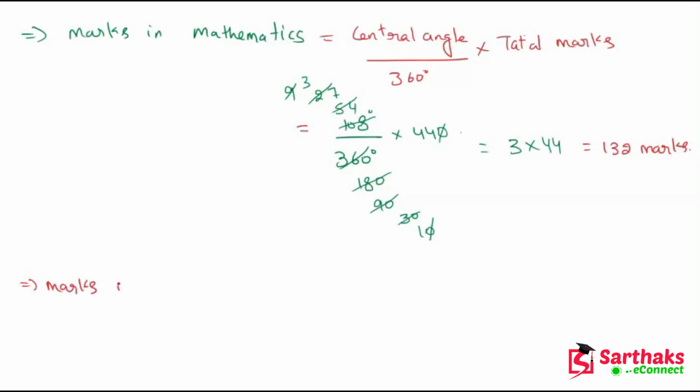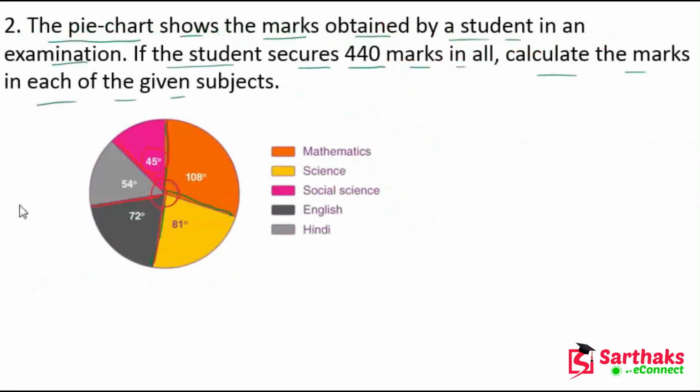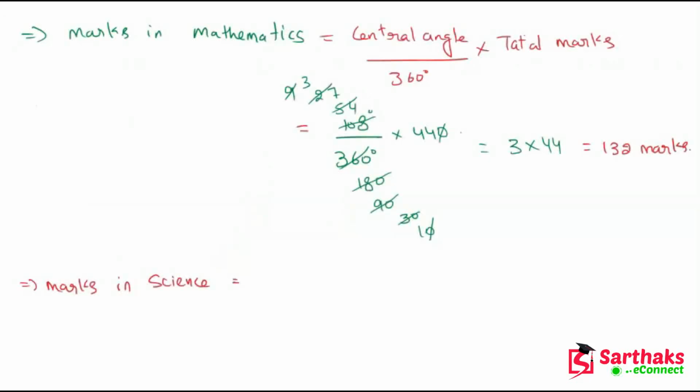Similarly, we can find marks in science. So the central angle in science, here you can see, is 81 degree. So this is 81 degree. So 81 upon 360 degree, into total marks is 440. This 0 and this 0 is cancelled.